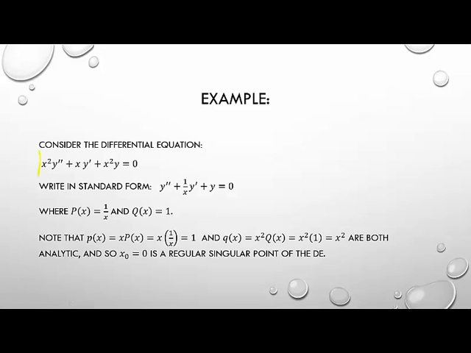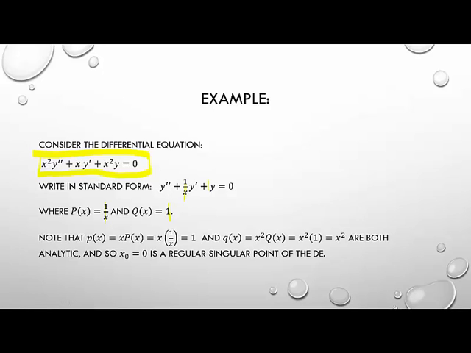Here is our example, and here is a differential equation that we're going to work out. Our differential equation is x squared y double prime plus x y prime plus x squared times y equal to 0. It's a homogeneous differential equation. If we divide by the coefficient function of y double prime, we have in standard form y double prime plus 1 over x y prime plus 1 times y equal to 0. So there we're able to identify our P and our Q functions.